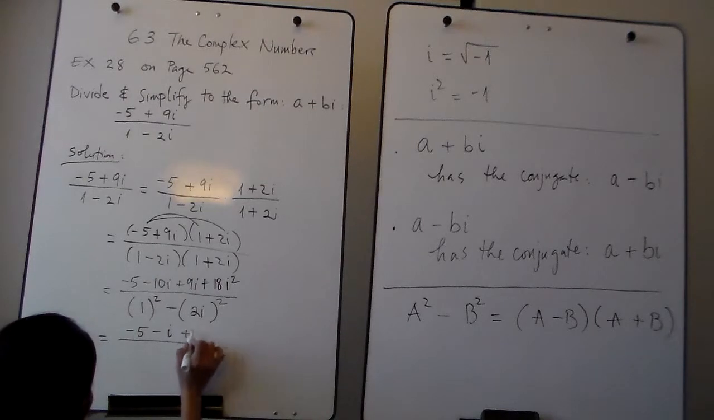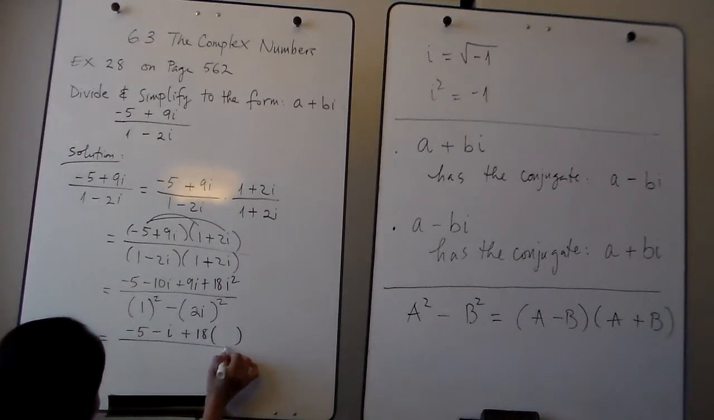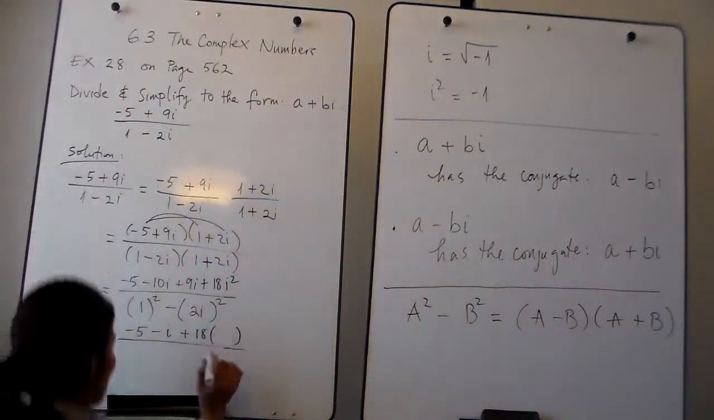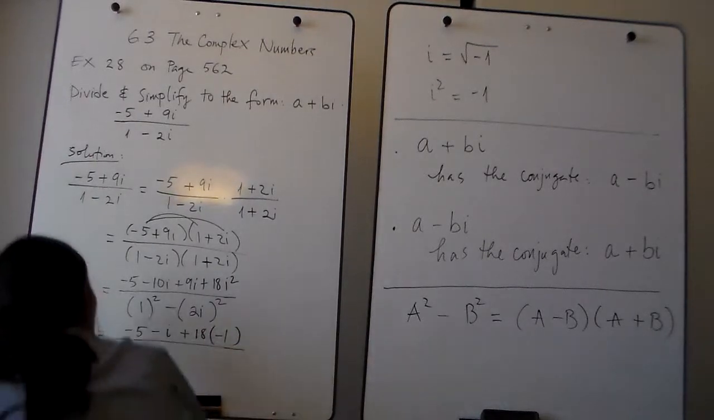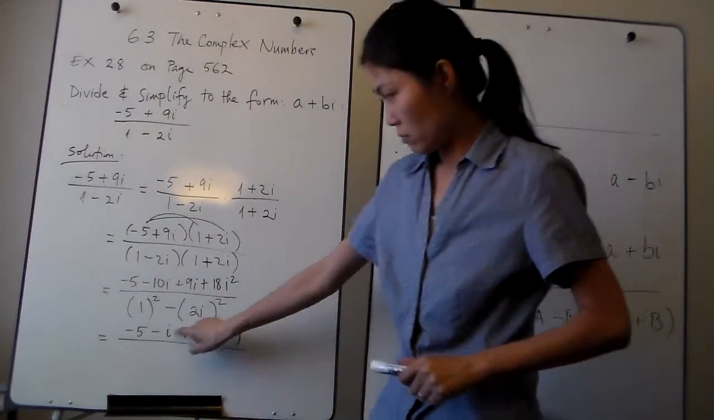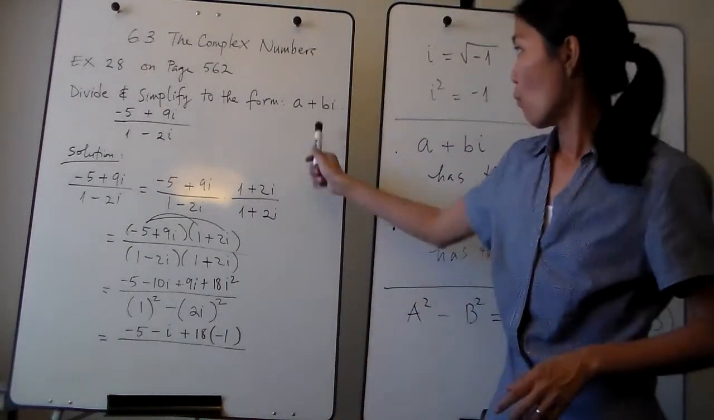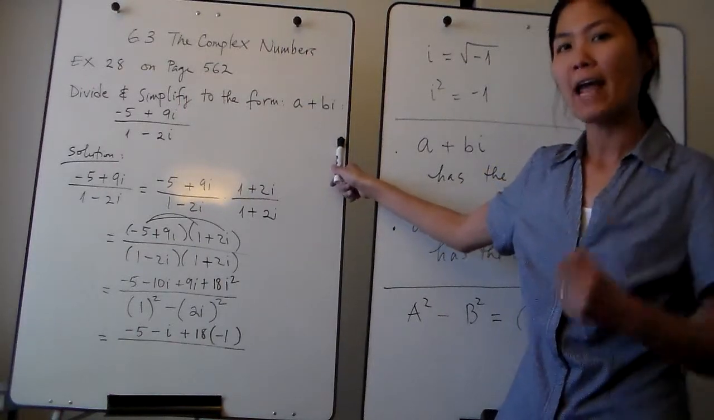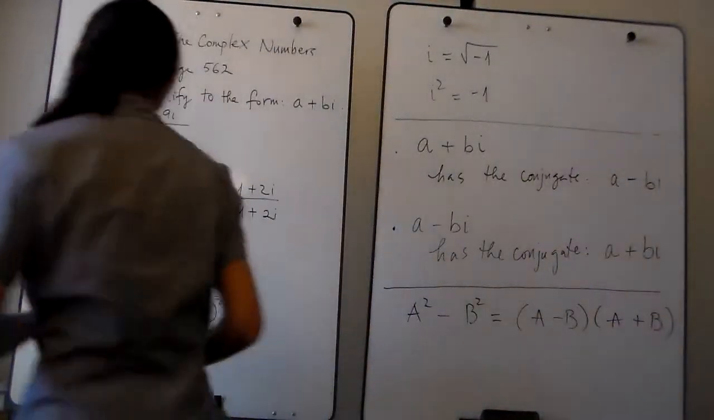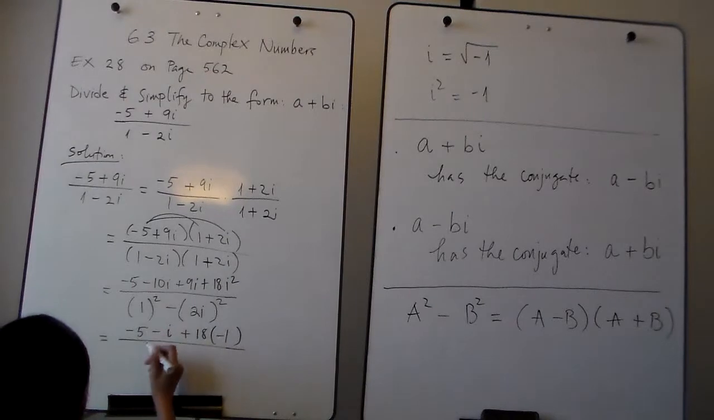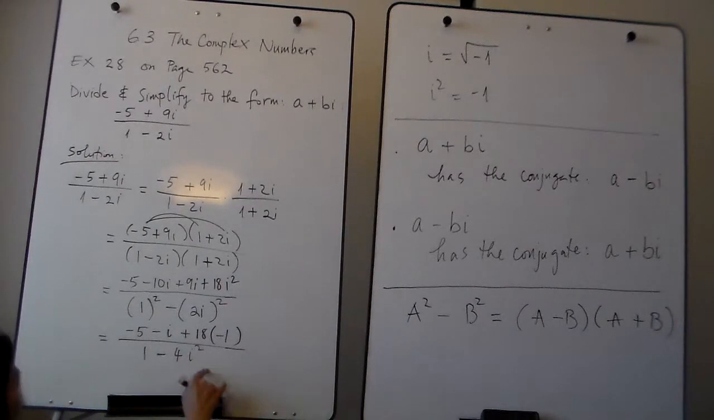And then this is 18i squared. Now i squared, you know what i squared is, which is equal to negative 1. So I will leave negative 1 here in place of i squared. Now don't replace i with the square root of negative 1, because we want the answer that has i. So when you see i, leave as is. For the denominator, 1 squared is 1, minus 2 squared is 4, i squared is i squared. The denominator now simplifies to 1 minus 4i squared.